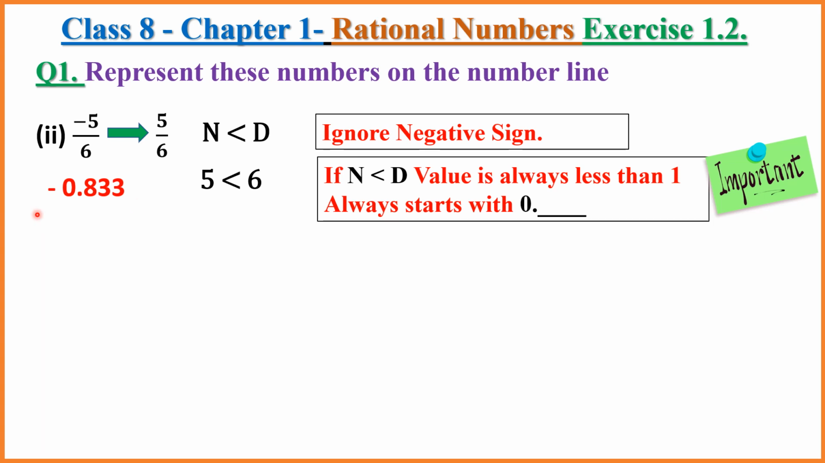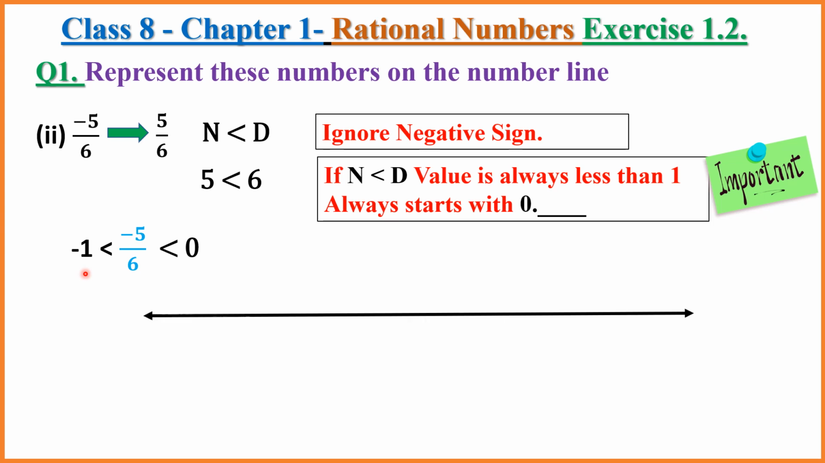It's just for your knowledge I have written. We need not write and check for this. So whenever a numerator is less than a denominator, the value lies between 0 and 1. If it is a negative number, the value lies between 0 and minus 1. Here our number is negative, so it lies between 0 and minus 1.